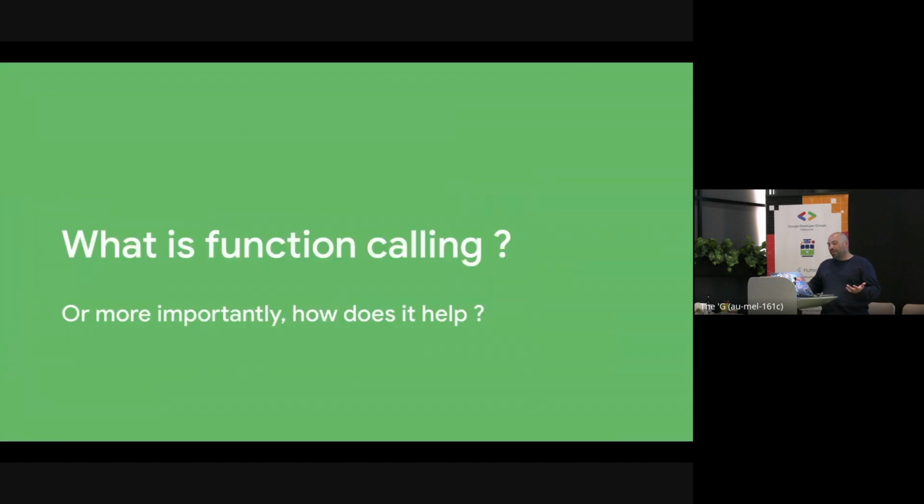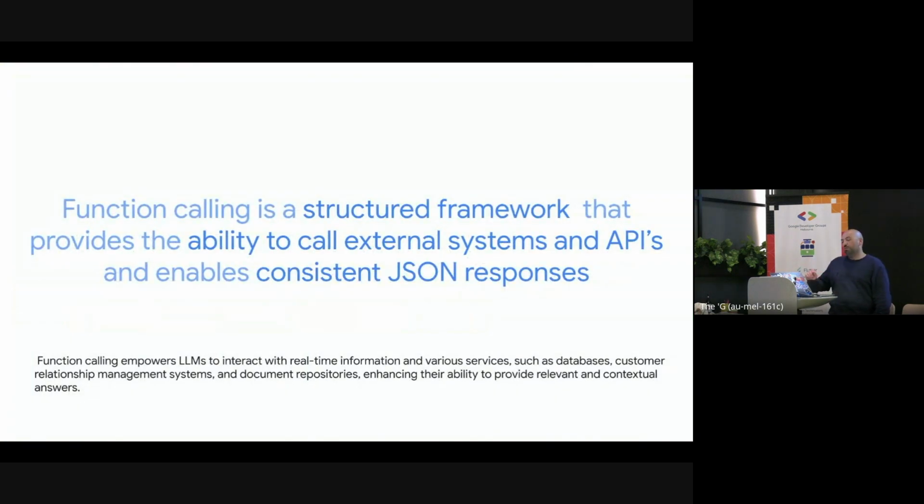So then we have to come back and say, okay, well, function calling can help with that. And we'll answer what it actually is by answering how it actually helps with this. So if we were to define it, we would say that function calling is a structured framework that provides the ability to call external systems and APIs and enables consistent JSON responses.